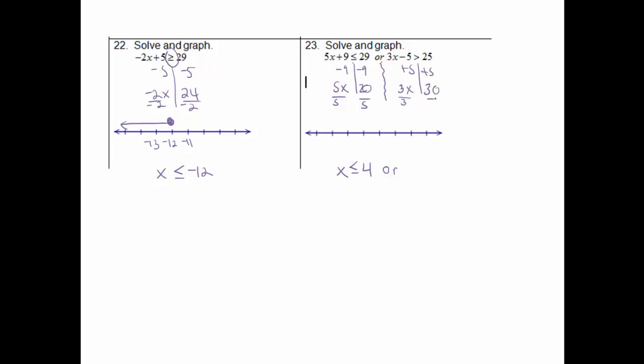I'm going to divide both sides by 3. So I'm left with x and 10. I did not divide by negative, so I get to keep the greater than sign the way that it is going. So that would be my answer.